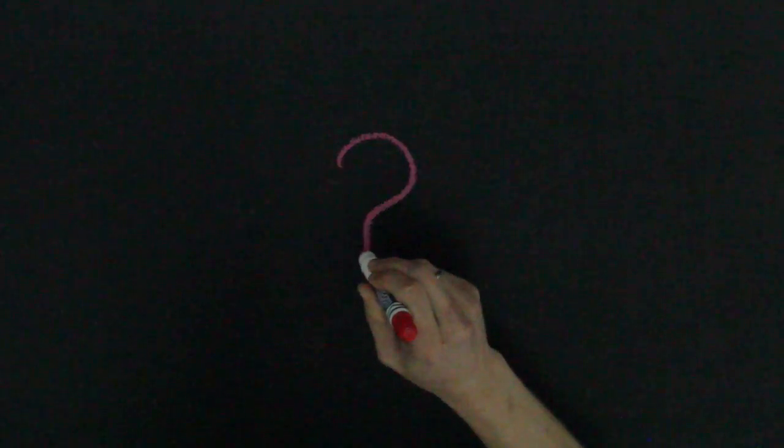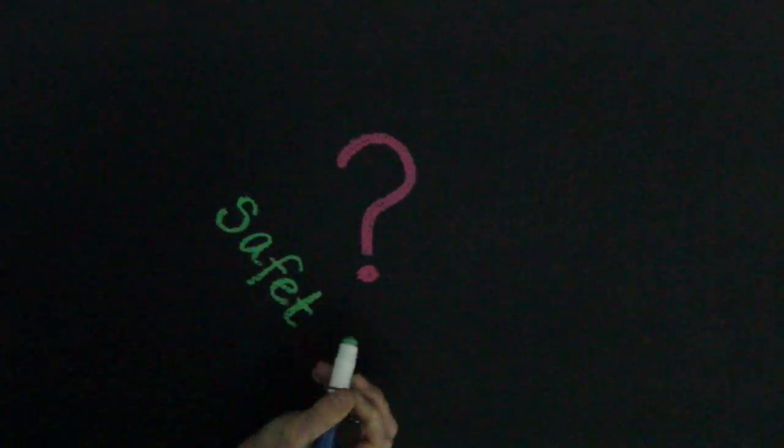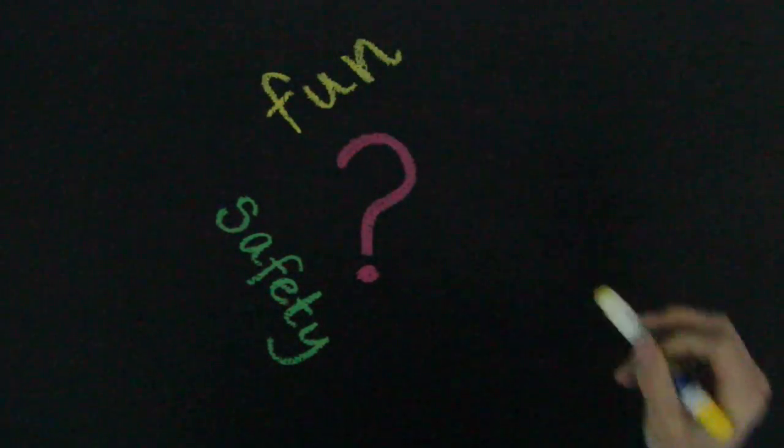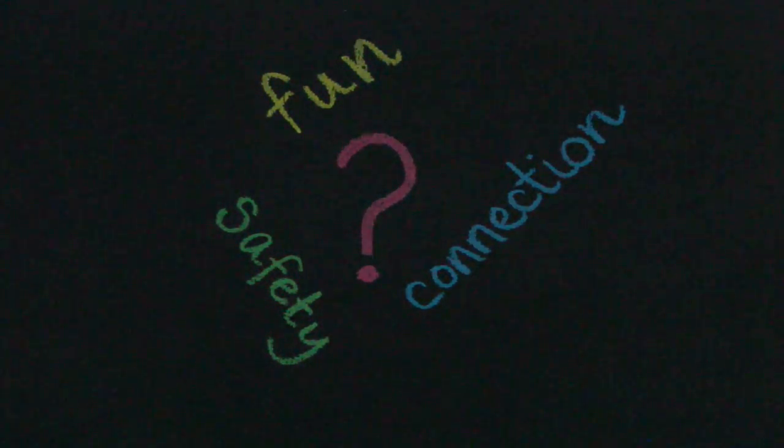With your help and guidance, each group should come up with 1 to 2 sentences telling us about what they think is most important in a community. Is it safety? Is it having fun? Is it feeling like you're connected with the other people in your community?